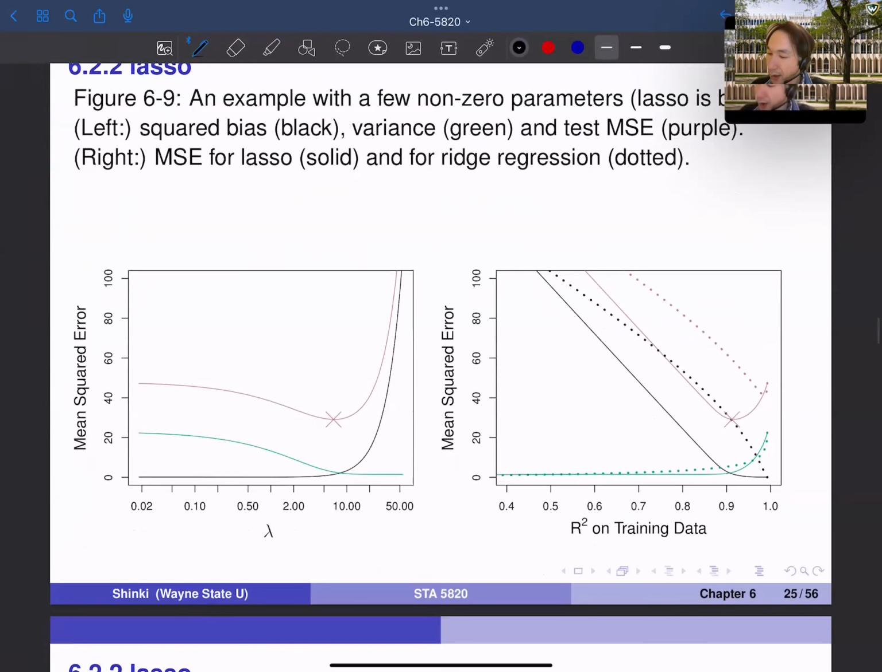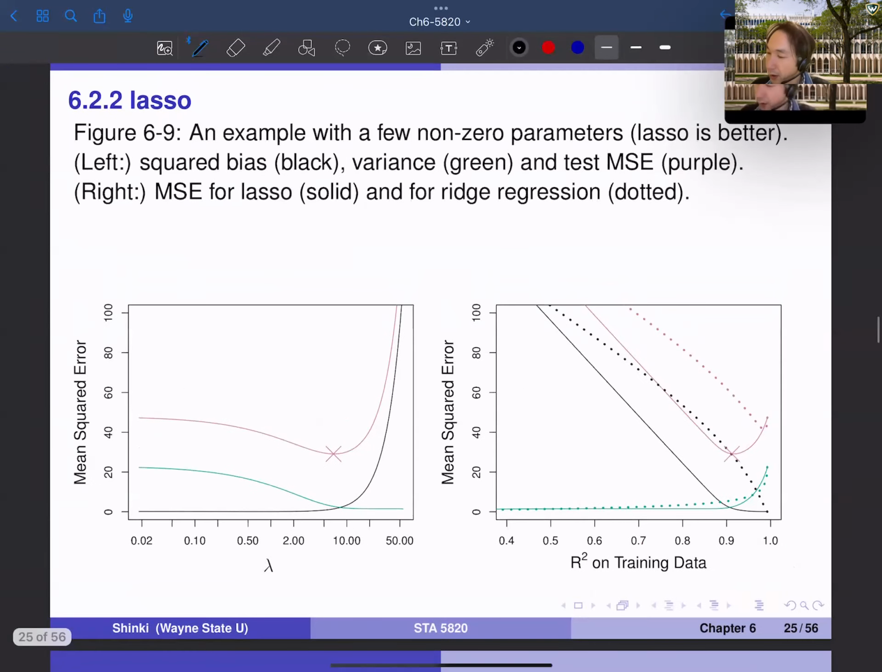Yeah, so this is the other example in which the lasso is better. An example with a few non-zero parameters. Suppose we have maybe 100 candidate predictors, p is equal to 100, maybe n is 50. But actually the true number of parameters is 3 or something like that. Then, okay, so this is the actual optimal point.